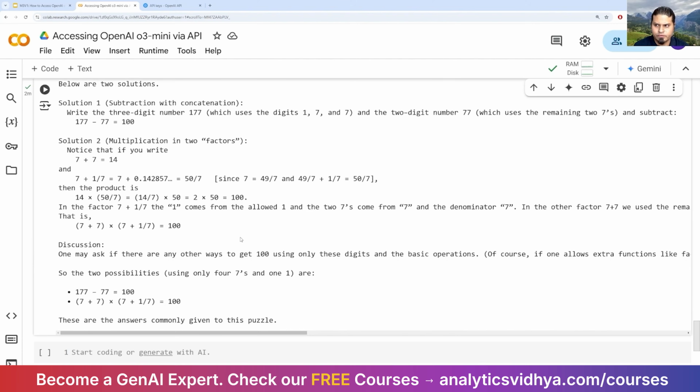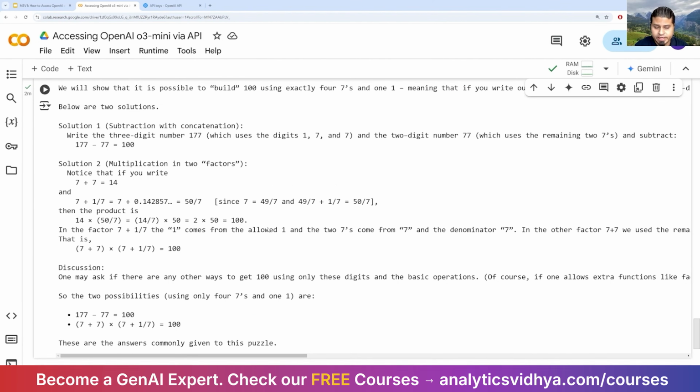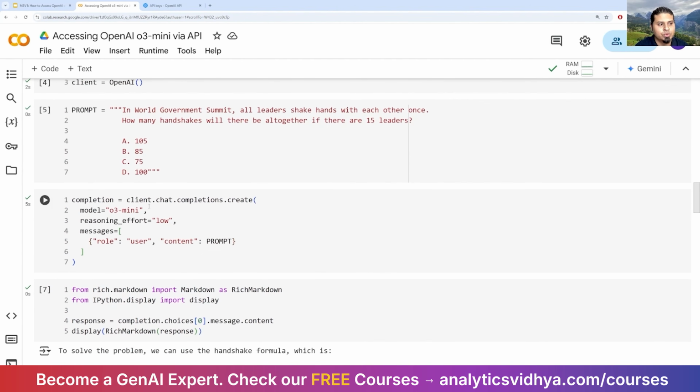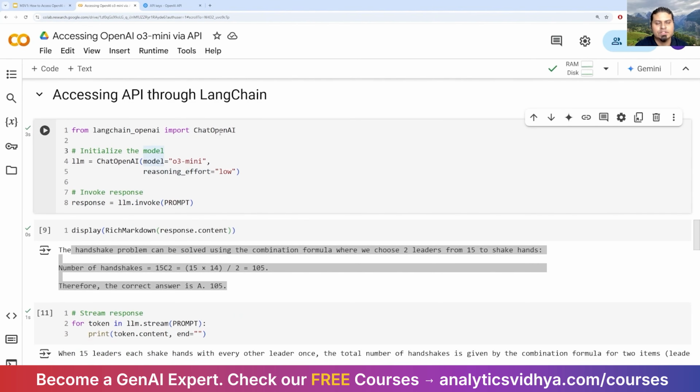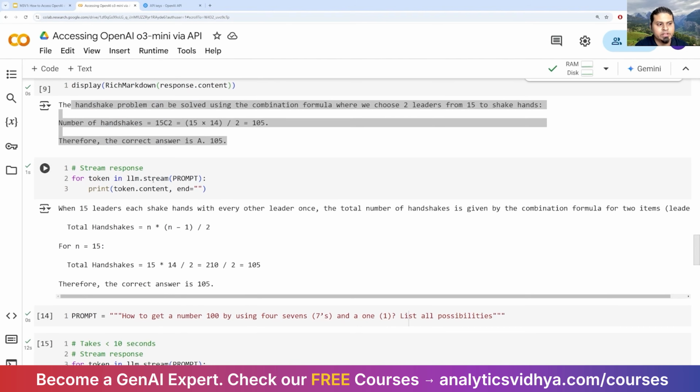Hopefully you got a good idea of how to use the o3-mini model through the API. One is natively through the OpenAI API itself, where you initialize the client, call client.chat.completions.create with o3-mini, set your reasoning effort, pass in your prompt, get the response, and then just view it. The other one is through LangChain, where you just use ChatOpenAI, pass in the model name and the reasoning effort, and if you want to get the response directly after it has been generated completely, use llm.invoke(prompt), and response.content gives you the response. Else you can do llm.stream and stream the results live as you keep getting tokens from the API.